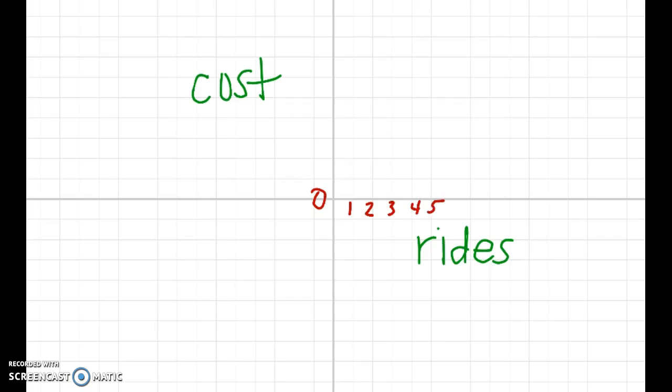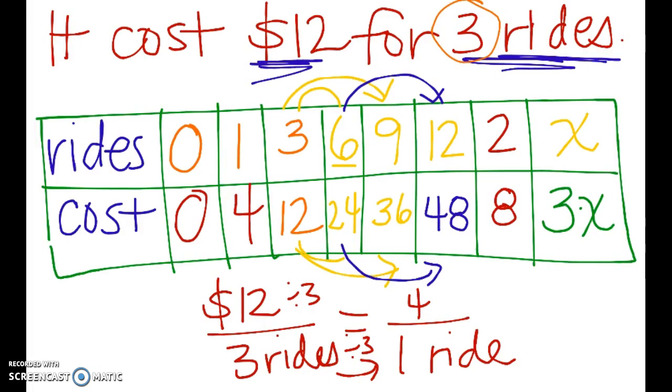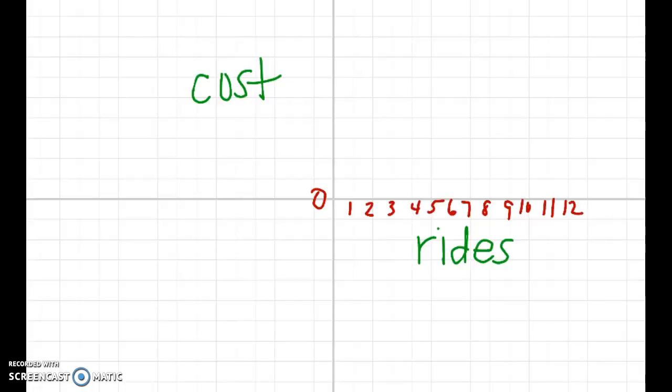1, 2, 3, 4, 5, 6, 7, 8, 9, 10, 11, 12. That should be good. Okay, and now the cost, if I look at my numbers in the table, these are all multiples of 4, so I'm going to count by 4s. 4, 8, 12, 16, 20, 24, 28, 32.